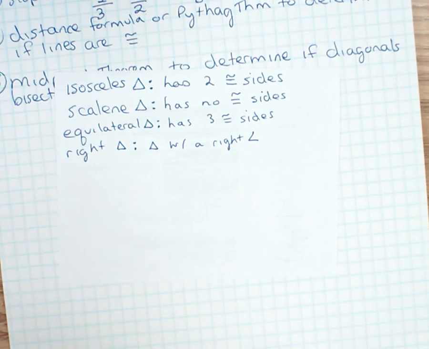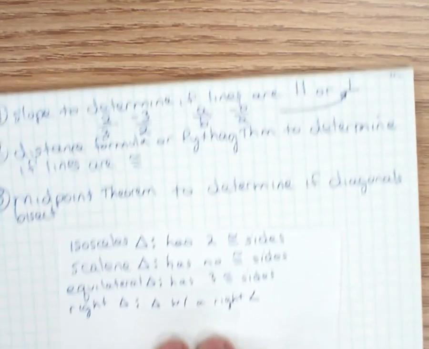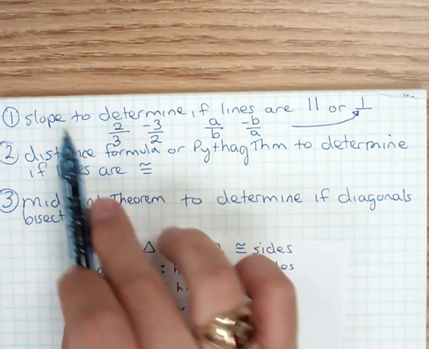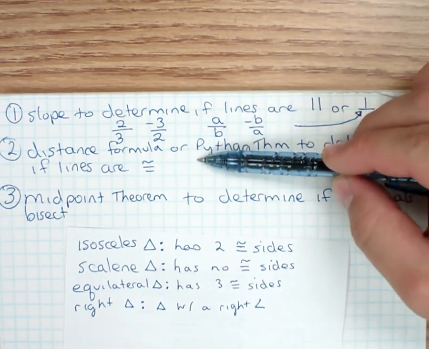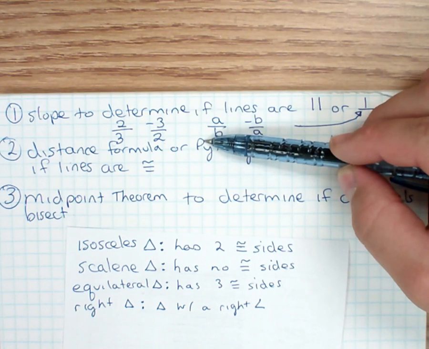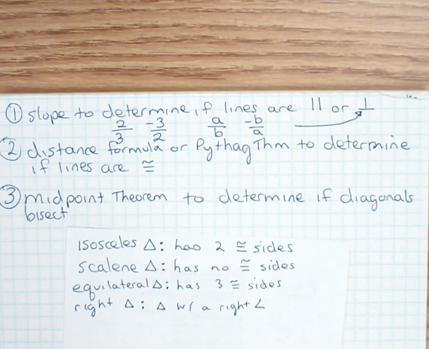Okay. So now, again, these are our tools: slope, distance formula, and midpoint theorem. These two are the most common by far.